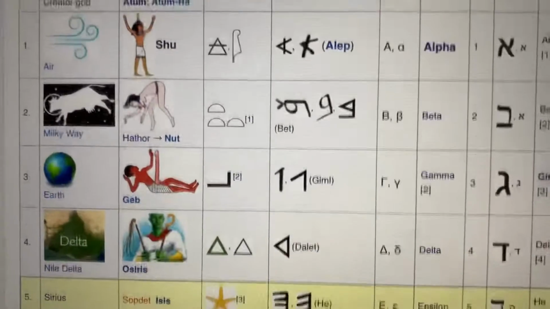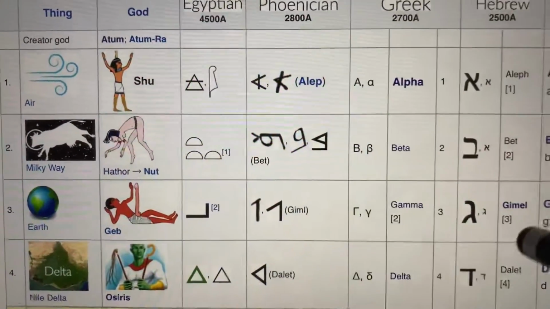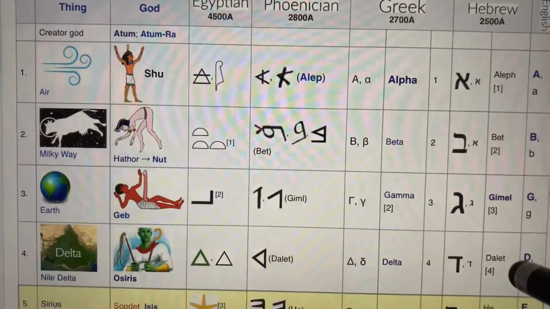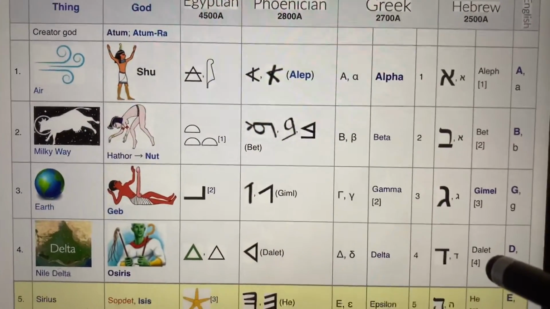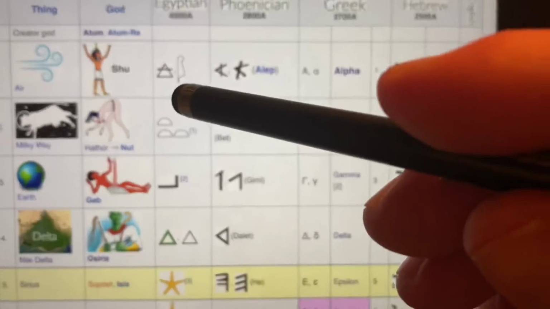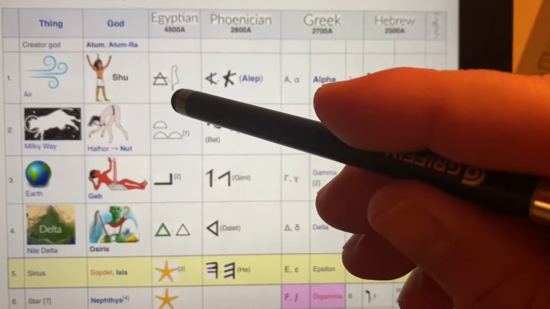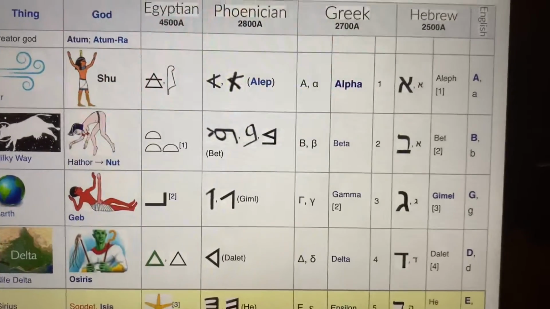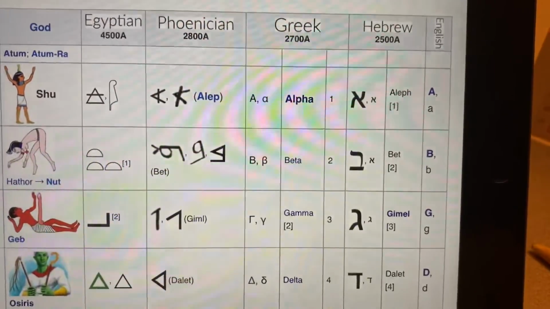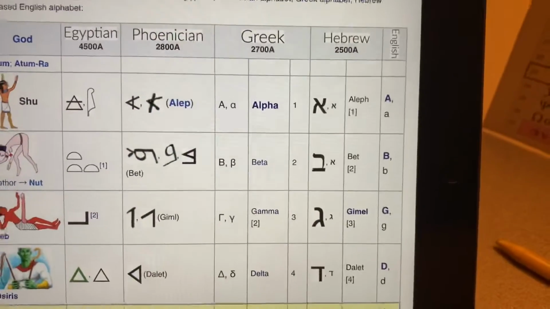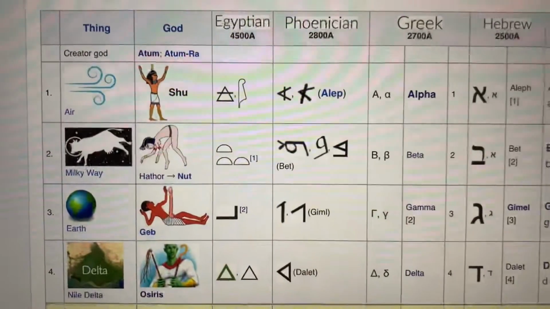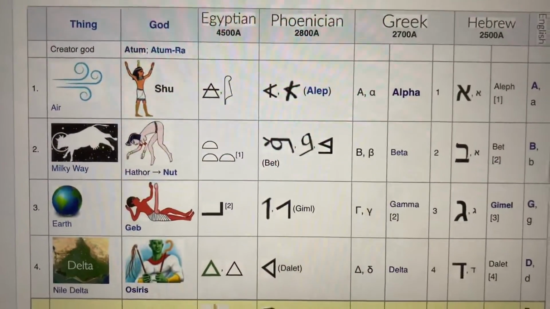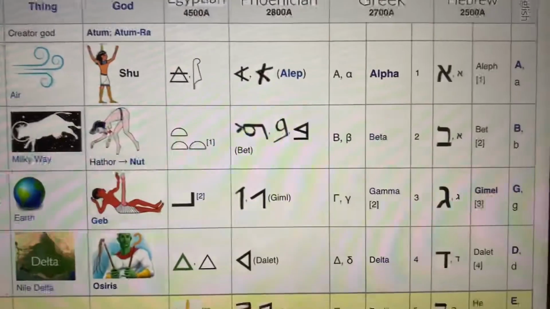So the first letter is A. It stands for air, represented by the god Shu, hieroglyph feather, and the alchemical symbol is the pyramid with the line on the top. Now, where this comes from, this became the Phoenician Aleph and the Greek Alpha. Now, first, the reason we know that Shu is A is because of a cipher. It's called the alphanumeric cipher.